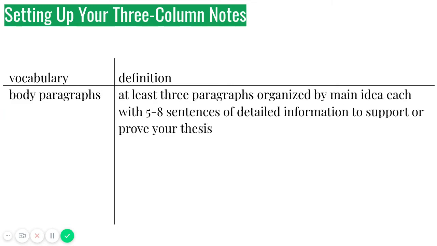Now we've got our body paragraphs. At least 3 paragraphs organized by main idea, each with 5 to 8 sentences of detailed information to support or prove your thesis. Think of your body paragraphs as almost like those supporting detailed sentences in a paragraph. They are the ones that give the details and information. So we've got at least 3 paragraphs, each with at least 5 to 8 sentences to support a main idea, to prove your thesis. Pause it, copy it down.